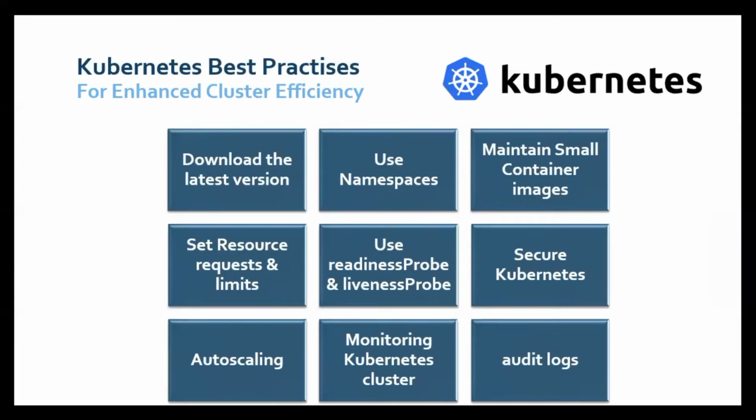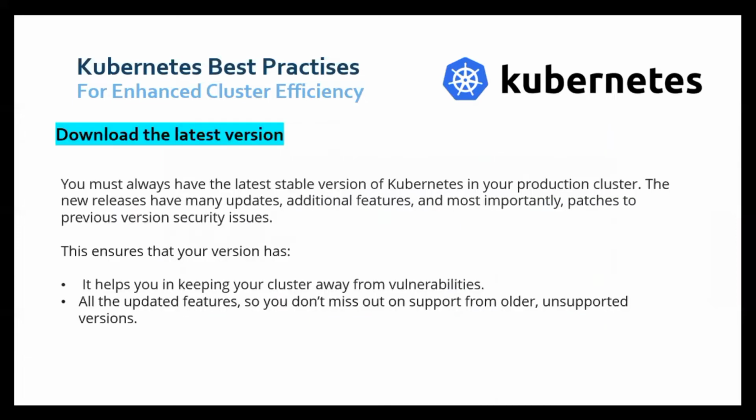Download the latest version, use of namespaces, maintain small container images, set resource requests and limits, use readinessProbe and livenessProbe, secure your Kubernetes with security policies, network policies, and so on. Then auto-scaling. The second last is monitoring your Kubernetes cluster, and the last will be auditing audit logs. So let's just start with the first one, that is download the latest version.